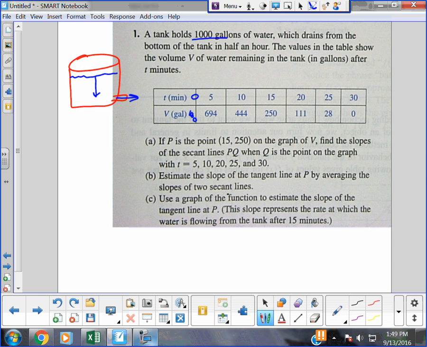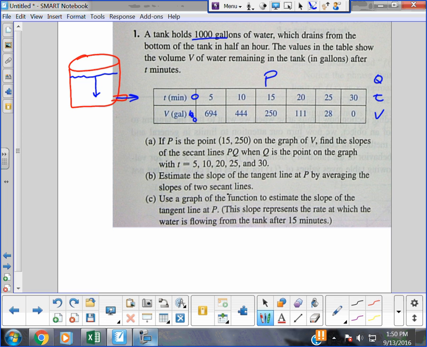And it starts here with, if point P is (15, 250), and this is where we were talking about, on the graph of the volume, find the slopes of the secant line PQ, when Q is a point on the graph, when T is 5, 10, 20, 25, 30. This is hard to read. They're moving Q from here to here, to there, to there, to there. So I would rather figure out PQ, where Q is point (T, V). You guys agree? And then I can just substitute all the points.